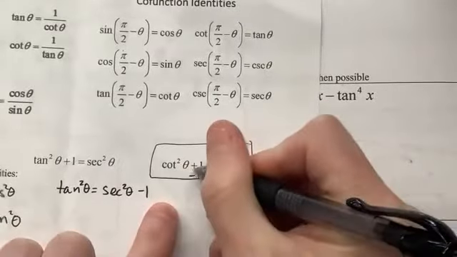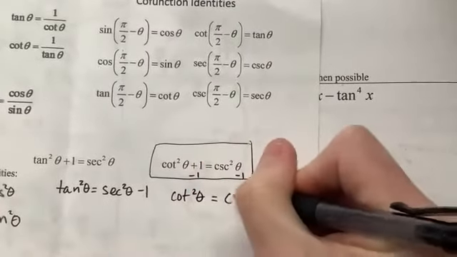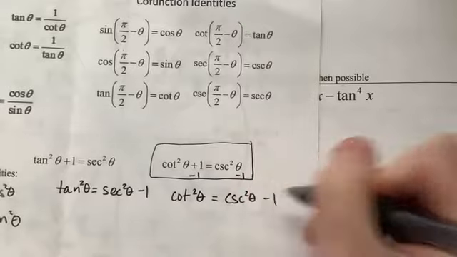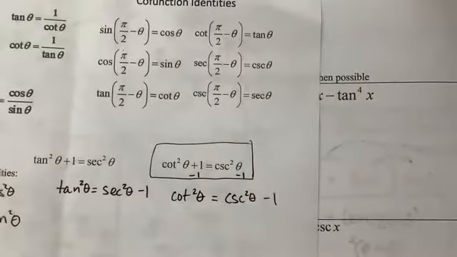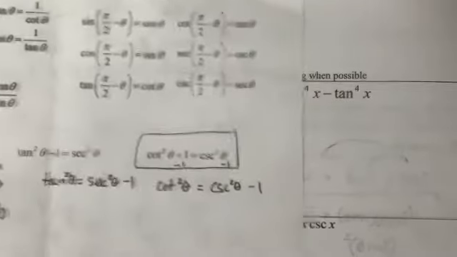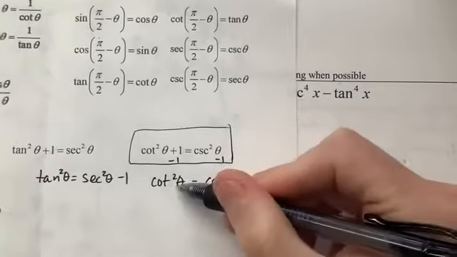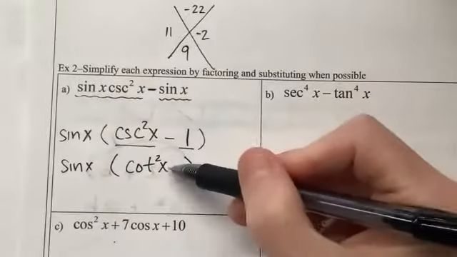If you take away 1 on this side, all of a sudden cotangent squared is all that's left. And then over here, it's cosecant squared minus 1. Now the variable doesn't matter. It doesn't matter if this is an x or a t or a theta. It still works. So now in our expression, we have this over here. So if this is equal to cotangent, that means we can just replace that with cotangent.